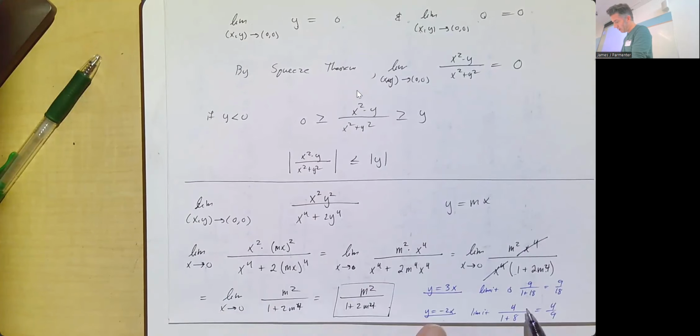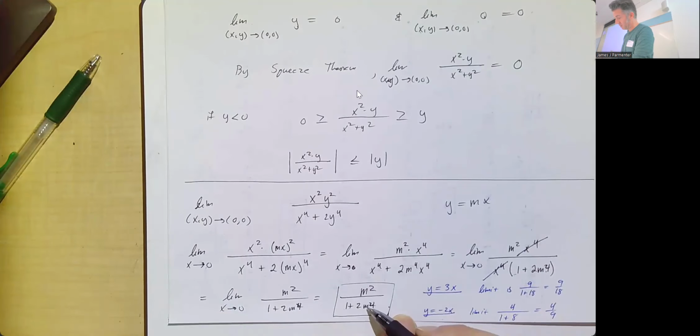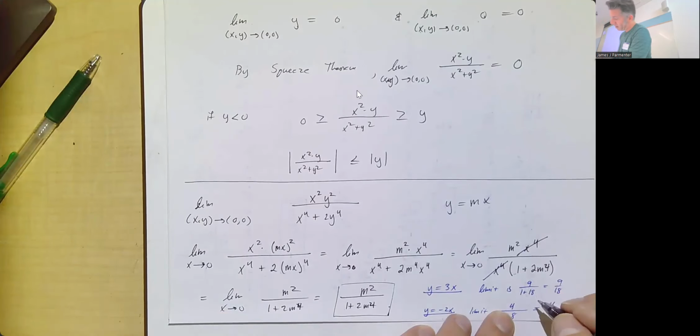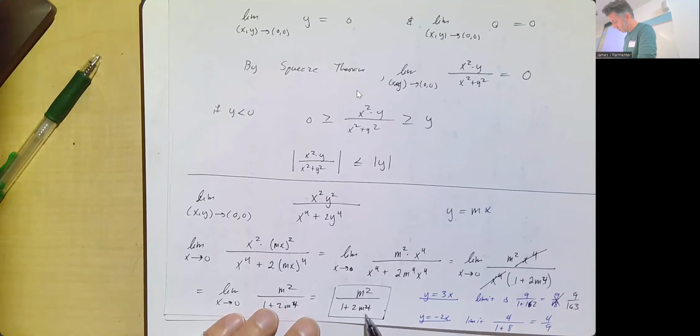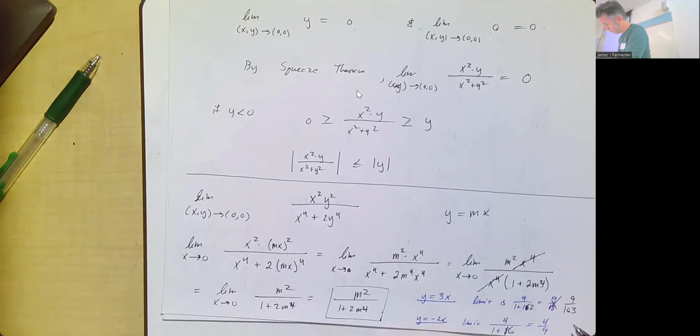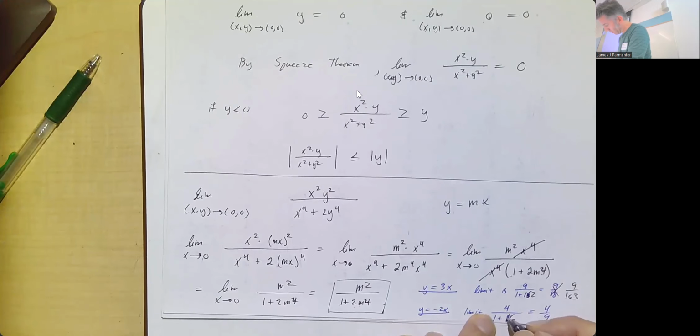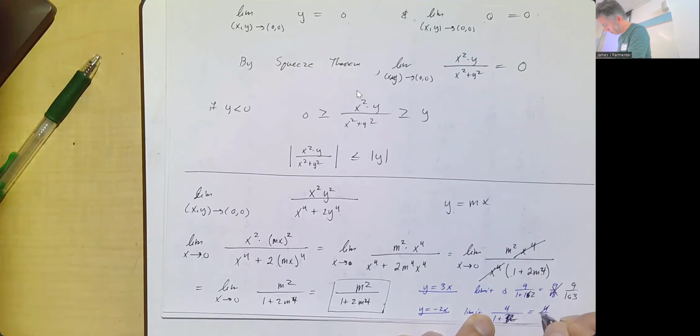So that should have been a 1 plus. Sorry, so if m is 3, I get 1 plus 2 times 3 to the fourth, which is 1 plus 2 times 81, which is 162. So that's 9 over 163. And over here, if you plugged in negative 2, you'd have 4 over 1 plus 2 times 16, which would be 4 over 17. Oh, sorry, 4 over 33. Sorry, it's terrible, I know.